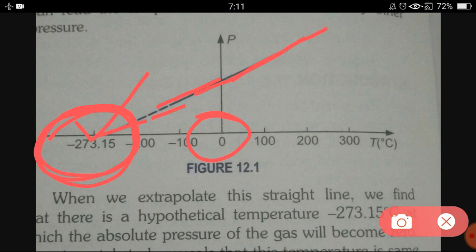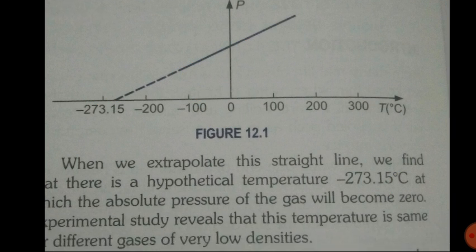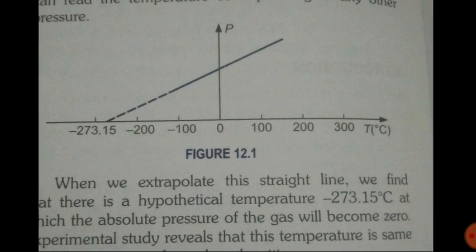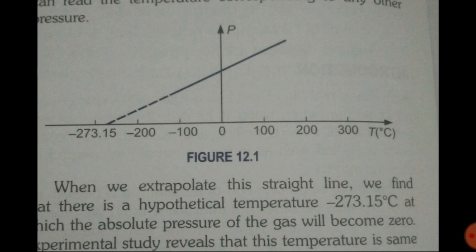This temperature we call the absolute temperature, where the pressure of a gas becomes 0. But ideally it is possible. In practical life it is not possible, because in practical life we cannot obtain a situation where the pressure of a gas becomes 0. It is not possible practically. It is simply a hypothetical situation.